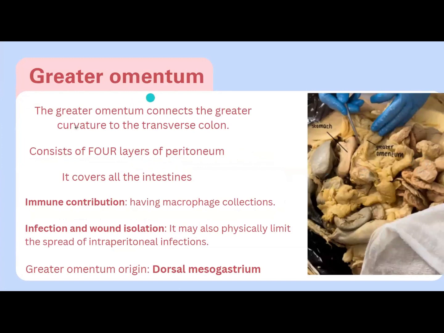Now let's go into the greater omentum, and this is really important for you guys to know. The greater omentum connects the greater curvature of the stomach to the transverse colon. It consists of 4 layers of peritoneum and covers all of the intestines. What is the function of the greater omentum? We have immune contributions. They have a lot of macrophage collections, so they contribute to the immune system. And this is the word that you keep carrying around, the policeman of the intestines. They have infection and wound isolation. It physically limits the spread of intraperitoneal infections. So if you have a GI infection, it will physically stop this infection from spreading to other organs.